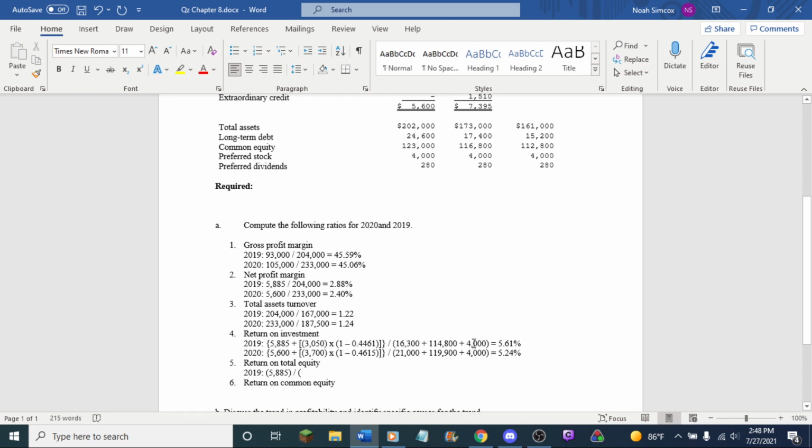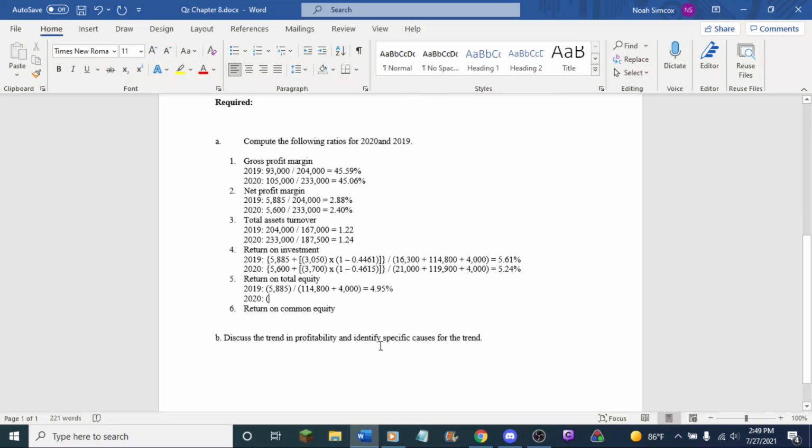the average total equity is this plus this. It has to be. I already did the calculation. So anyways, we got 4.95%. So now we have 5,600.